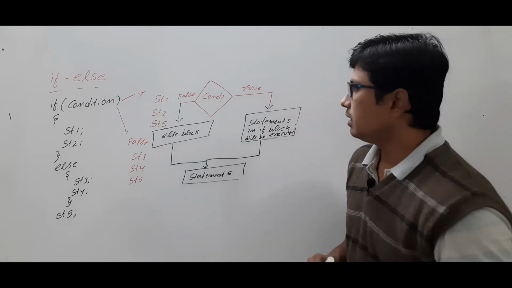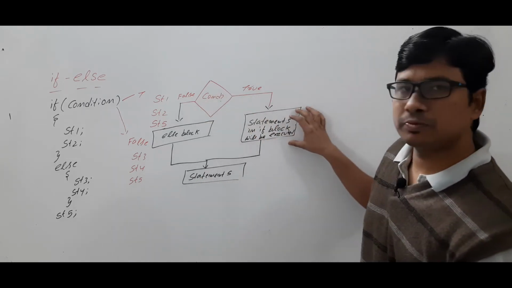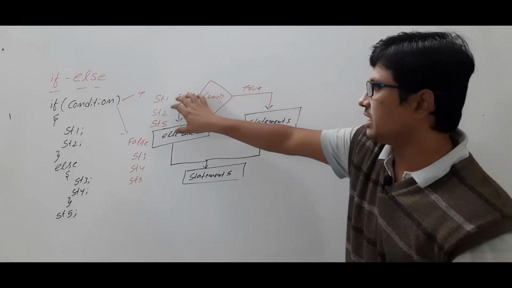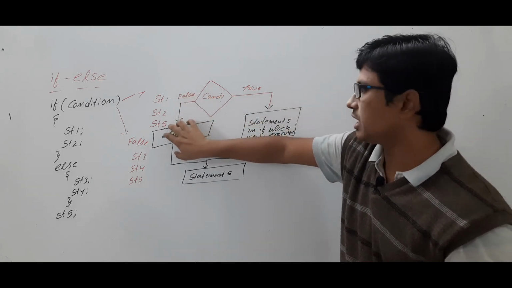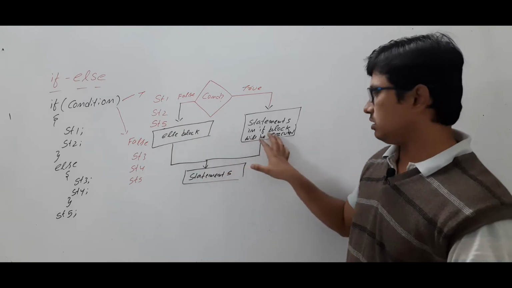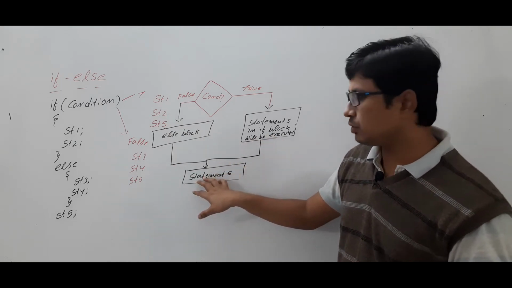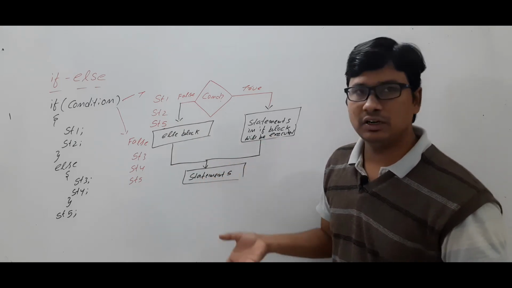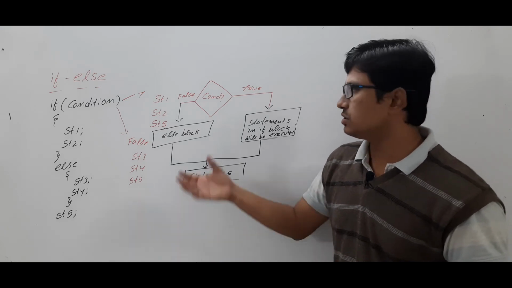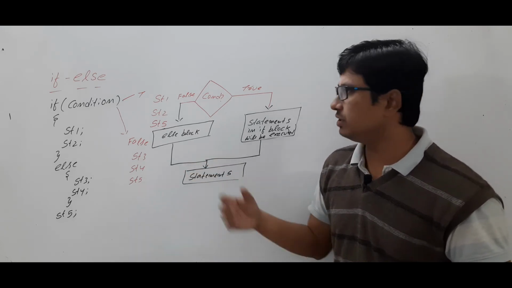So if the condition is true, these statements will be executed. If the condition is false, these statements will be executed. After executing this one or this one, then it will come to the statement 5 and execute it, and it will go for further statements. So this is about the flowchart of if else.